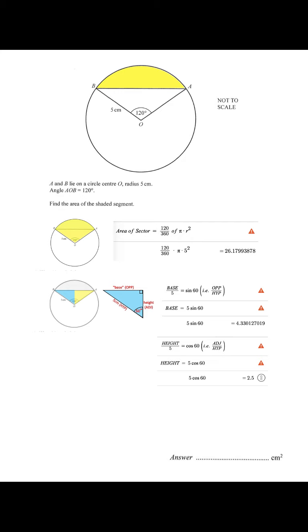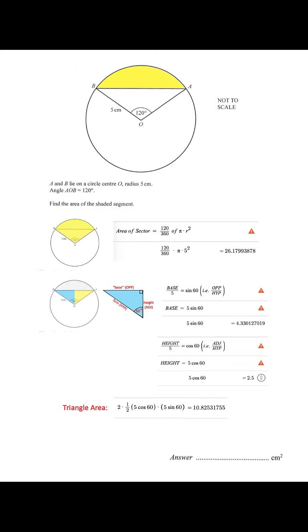And then the triangle area that we want is two of those blue ones, because remember I split the isosceles triangle into two right angle triangles. So the triangle area that we want is 2, because we've got two triangles, times a half times the base times the height. So that's the formula for the area of a triangle, a half times base times height. We've got two triangles, so it's 2 times a half times the base times the height, which comes out to be 10.825 and a bit.